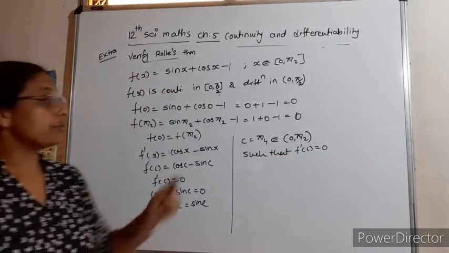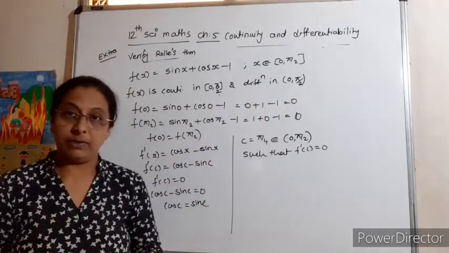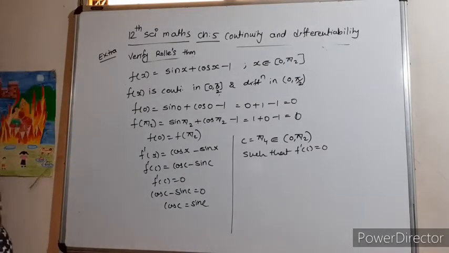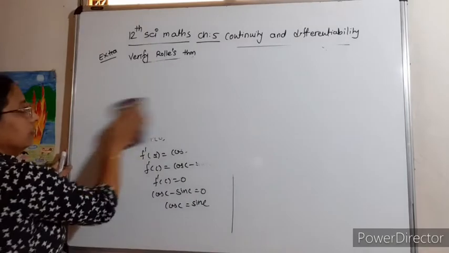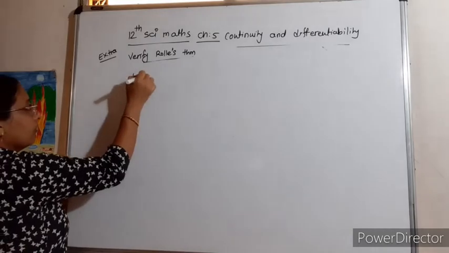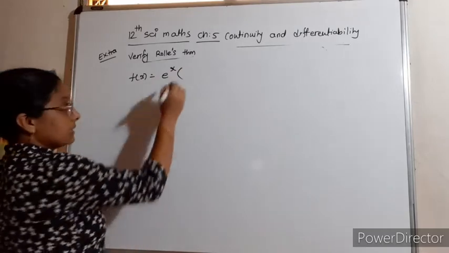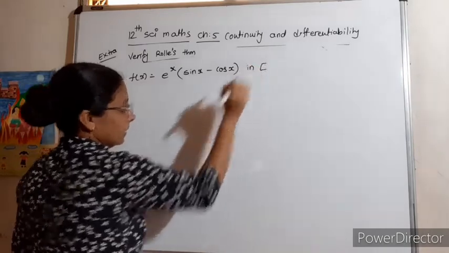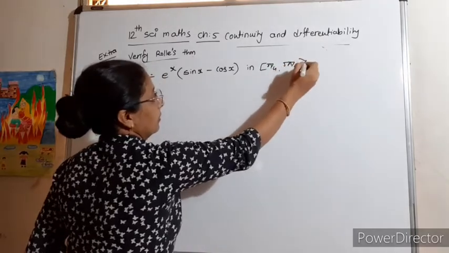So anyhow you have to find the value of c, but it should be in the open interval which is given, (a, b), right? So this is the sum. Okay, then we go ahead. So now I will write here the next sum. F of x is equal to e raised to x (sin x minus cos x) in the interval pi by 4 to 5 pi by 4.